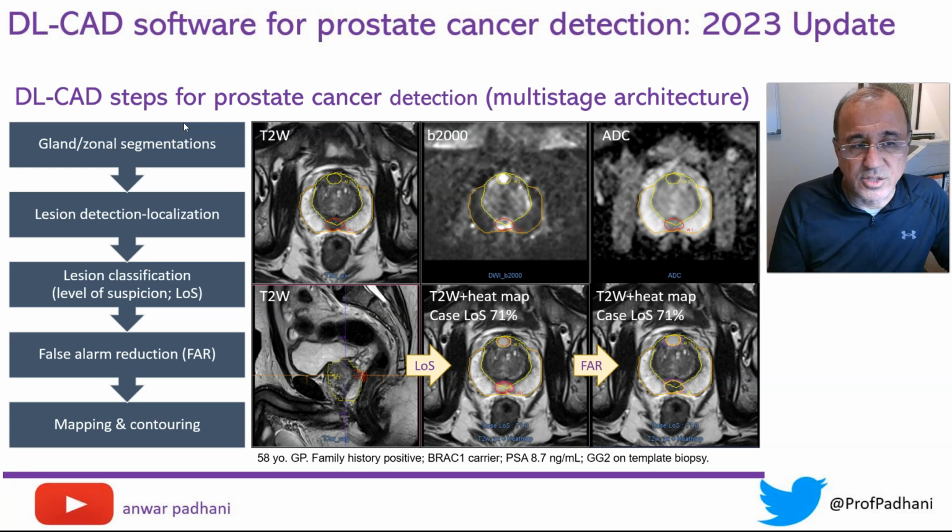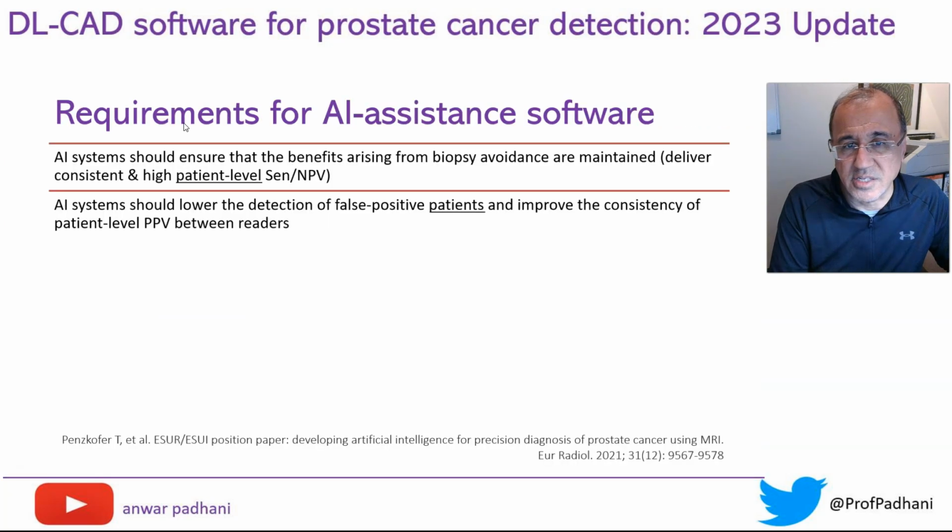Thereafter, an AI software must be able to detect and localize a suspicious lesion, and thereafter to classify a lesion, giving it a level of suspicion, an LOS. Finally, it needs to get rid of what could be false positives, and then finally pass that data into a mapping and a contouring module so that you can use that for biopsies.